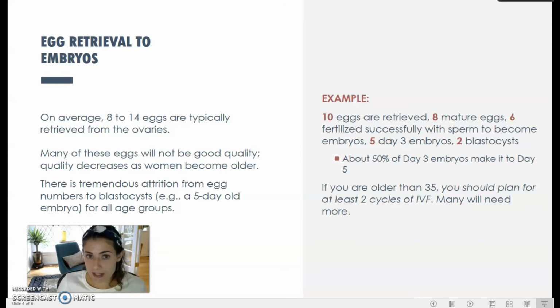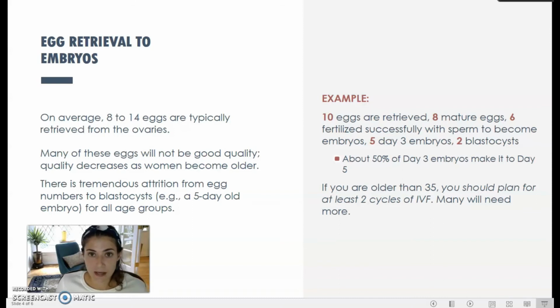So a typical example that you will see from egg to embryo is something like this. There will be 10 eggs retrieved from the woman during the egg retrieval procedure. 8 of them will be mature eggs, so an egg needs to be mature in order for it to become fertilized. Now, 6 out of the 8 mature eggs will be successfully fertilized with sperm to become an embryo. And then what the IVF lab is going to do is they're going to leave these embryos in their petri dish for a few days.